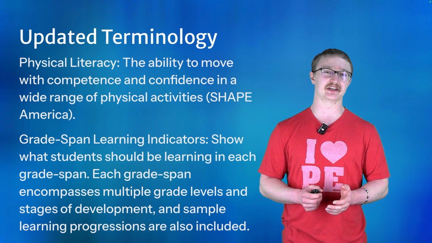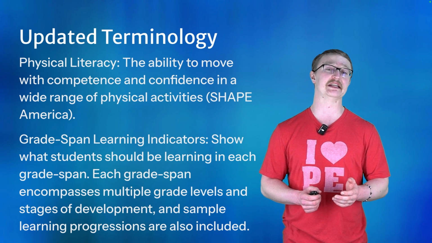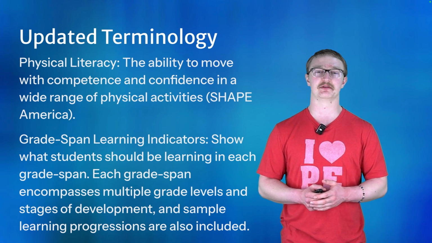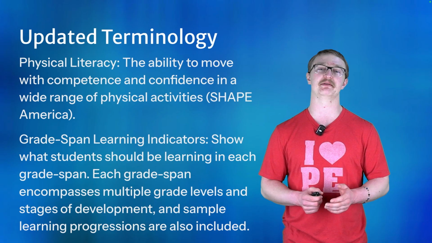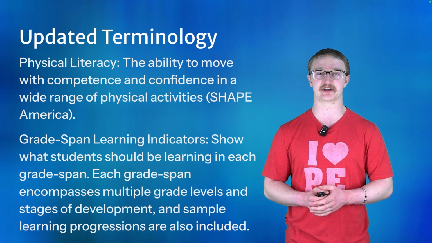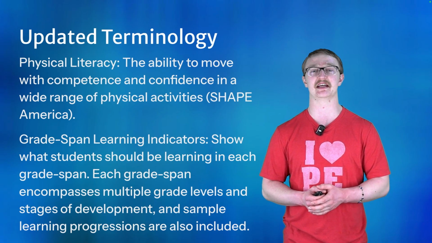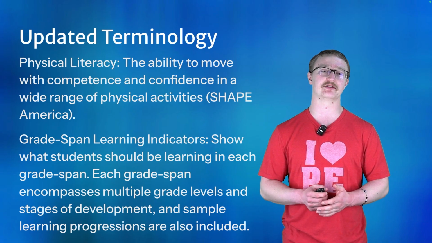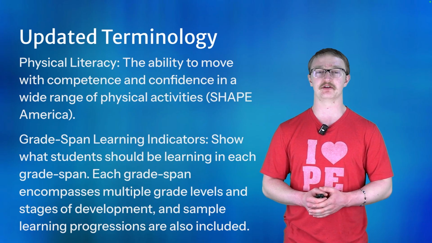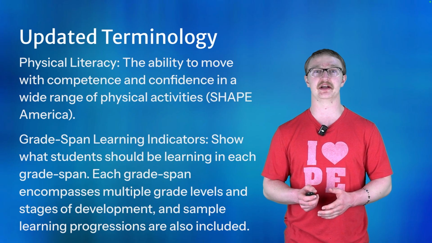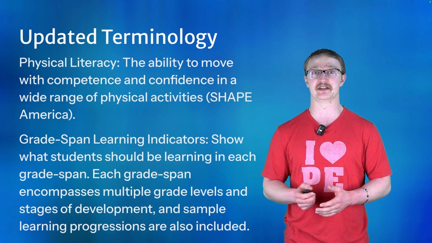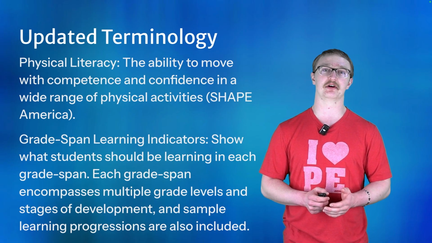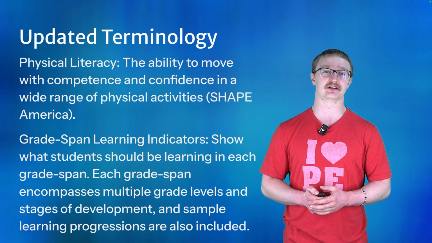Grade span learning indicators show the skills students should be learning in each grade span. SHAPE America has changed terminology from grade level outcomes to grade span learning indicators, a change that reflects that motor skill development is not dependent on age, but on a student's opportunity to practice a skill and on the amount of instruction and encouragement they receive. The grade span learning indicators are written in a way that encompasses multiple grade levels and stages of development, and sample learning progressions are included for each learning indicator.